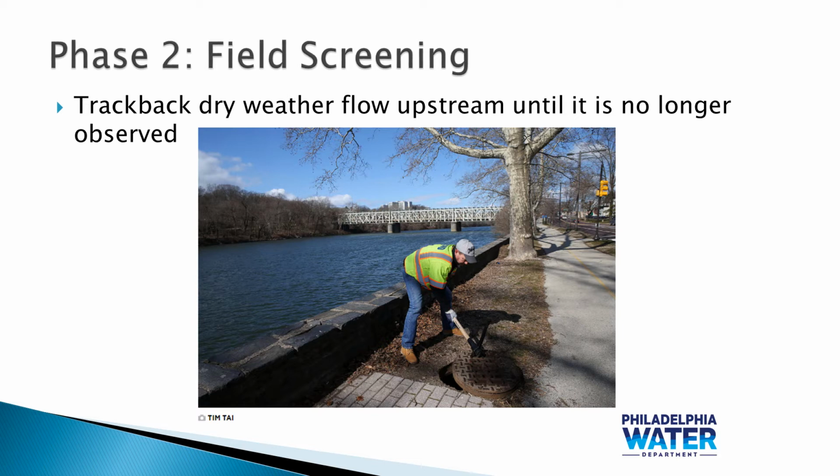Once we've tracked back all the way up, what we're looking for is a section of sewer or a manhole in which there's no more dry weather flow. By tracking back up to that point, we can say with a fairly high level of confidence that this final sewer section is likely to have a cross connection within it, and then that section of sewer is identified for further investigation.